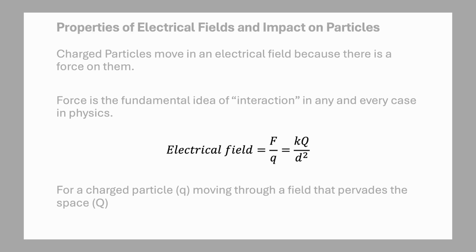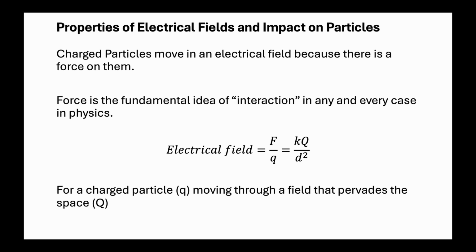The first equation we will encounter is the intensity of an electric field, and this can be calculated as the force on some particle over the charge of that particle. And for reasons we'll go over in a second, that's also equal to Coulomb's constant, denoted k, multiplied by the charge of the electric field, all over the distance squared.